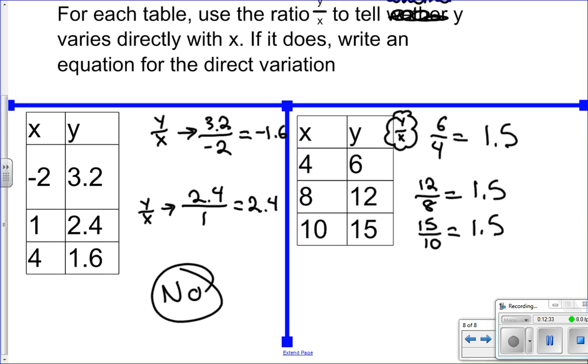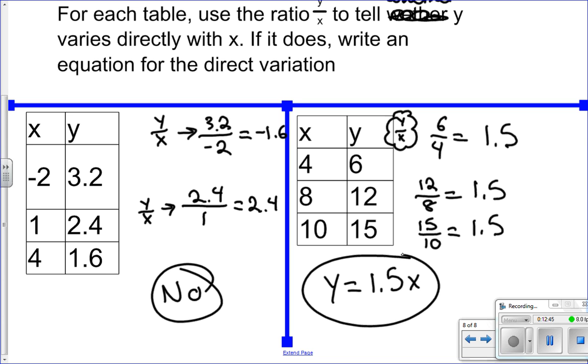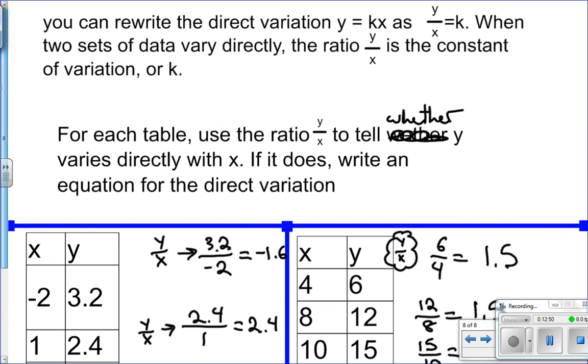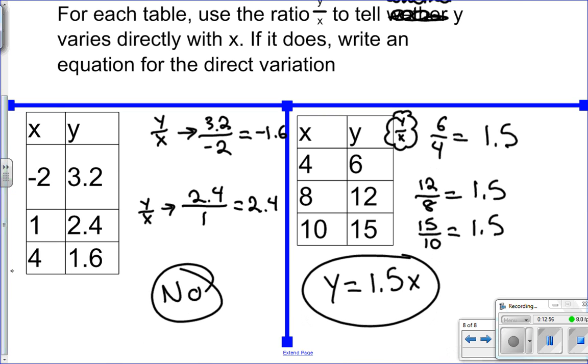Awesome. So what's our equation? Well, because the ratio comes out to 1.5 every single time, the equation is going to be y equals 1.5x. And we know that it's 1.5 because if we go back to the top, remember, your k is equal to y divided by x. Down here, y divided by x is 1.5, so k equals 1.5.